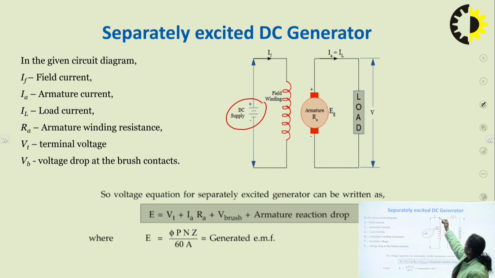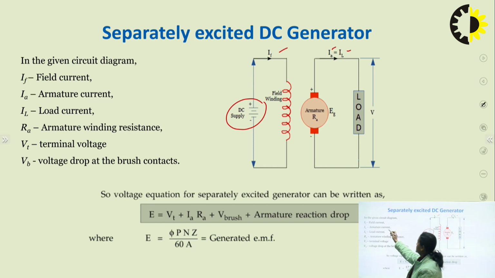So the terms here, IF, IA, IL, what do these mean? IF means the field current, the current going in this field winding. Then we have IA, that is armature current. IL means load current. RA means armature winding resistance; the armature winding has a resistance, so it is denoted as RA. Then VT is terminal voltage. VB is brush drop at the brush contacts.